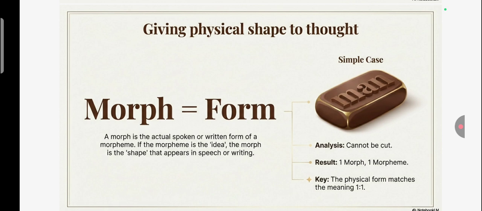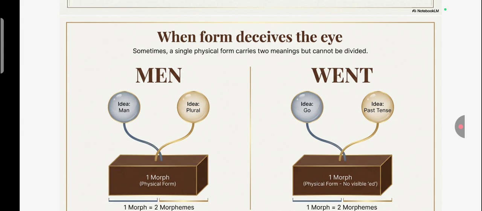Now, look at the word went. Here we understand two meanings. That is, one is go, and another one is past tense. But physically, the word appears as only one unit, went. We cannot separate the past tense marker from it. So here, one morph carries two morphemes. This shows that physical form and meaning do not always match perfectly.